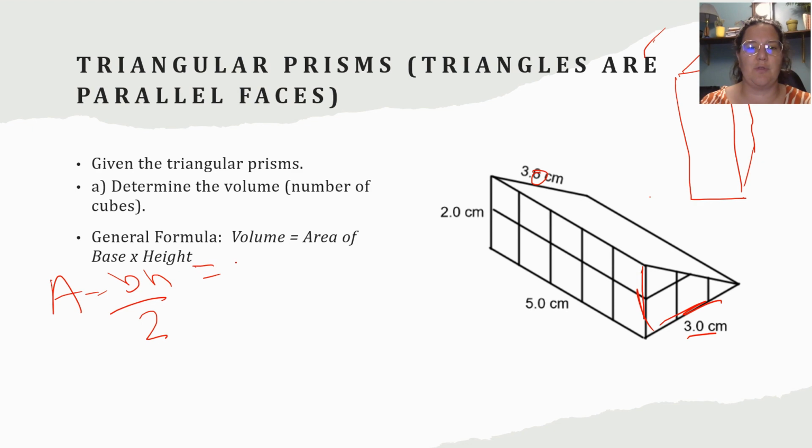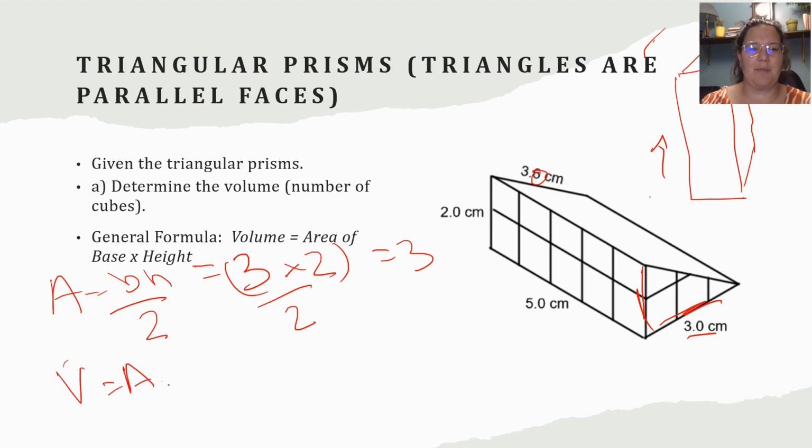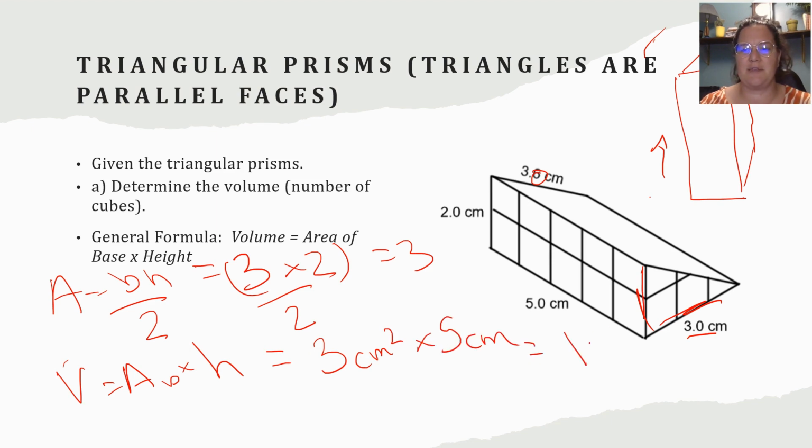So this is equal to 3 times 2 divided by 2, which is going to equal 3. Now we're going to take that, our area is 3, we're going to multiply it by the height, which is 5 centimeters. So our volume is equal to the area of the base multiplied by the total height. So we're going to take our 3 centimeters squared multiplied by 5 centimeters, and we get a total of 15 centimeters cubed. So you don't have a specific formula for these triangular prisms, except for the area of the base times the height. So they need to be standing vertically for that math to work.